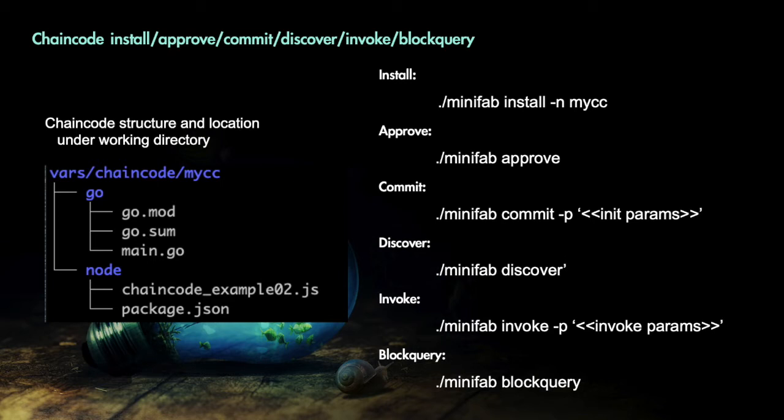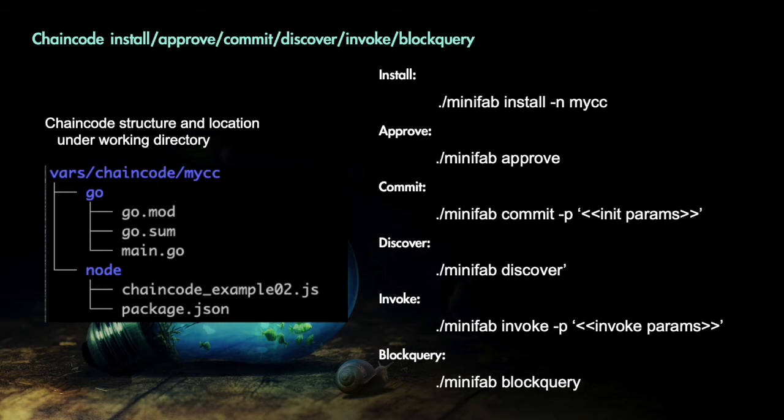To install chaincode, place your chaincode in var's chaincode directory. Please see the chaincode mycc example on the screen. mycc is the name of the chaincode. It is also the direct name used in this structure. Then, there are 2 subdirectories under mycc directory. Each represents a chaincode implementation using that language. For example, you see Go and Node.